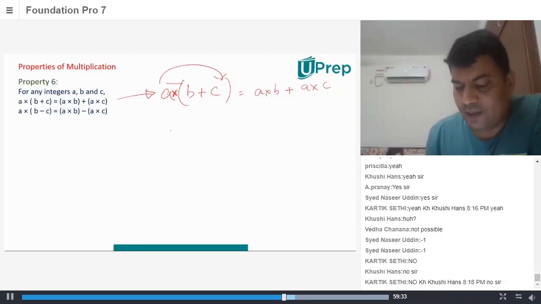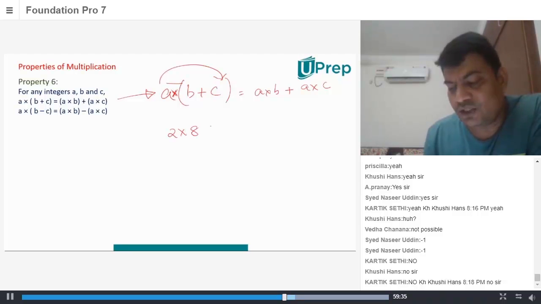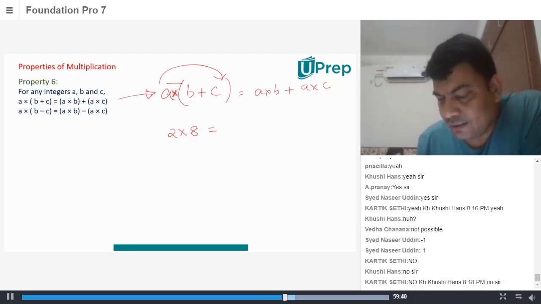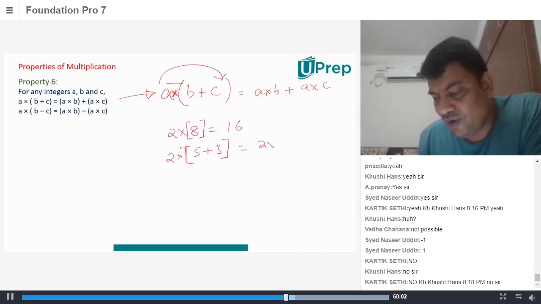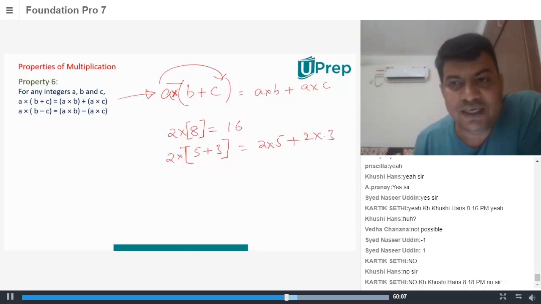So let's assume we want to multiply 2 into 8. What is 2 into 8? 2 8s are? Quickly. 16. So the same thing I can write like this: I'm writing the value of 8 as 5 plus 3. Now I'm distributing it: 2 into 5 plus 2 into 3. Now let's see if the value changes or not.